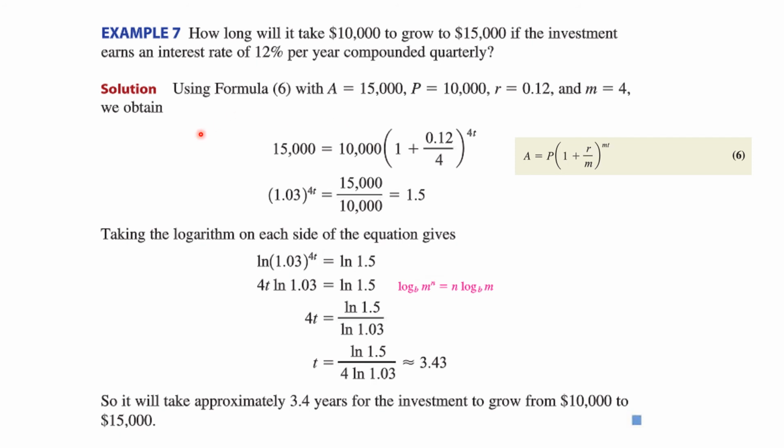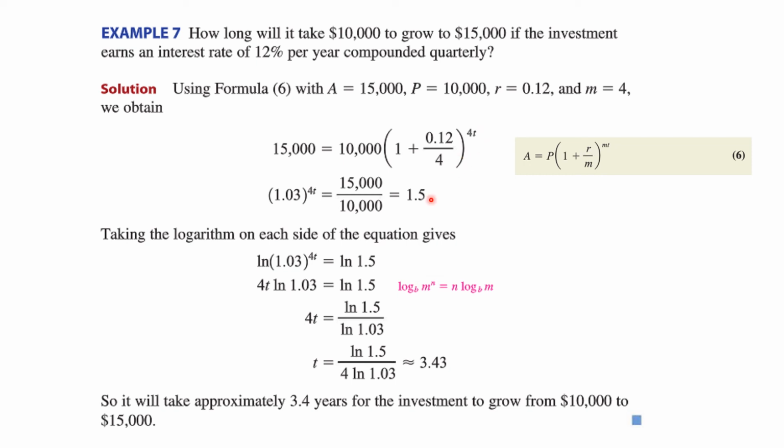Now, there's another class of problems. We were talking about how much. Now we're going to change gears and talk about how long it will take for $10,000 to grow to $15,000 if the investment earns an interest rate of 12% per year compounded quarterly. Well, here's our formula for the amount, but now what we need to solve for is t. And so to solve for t, we start with this expression, and we can simplify it.